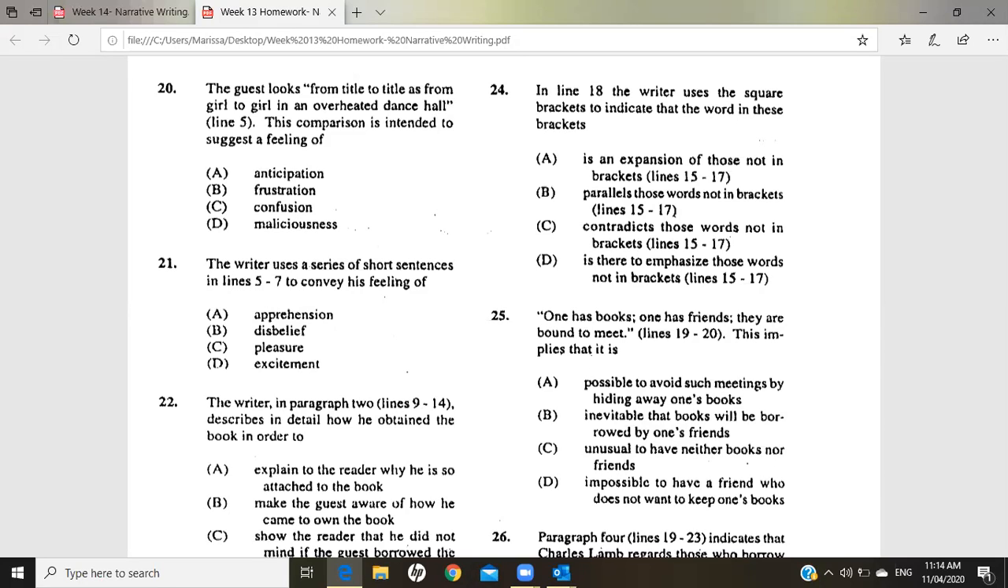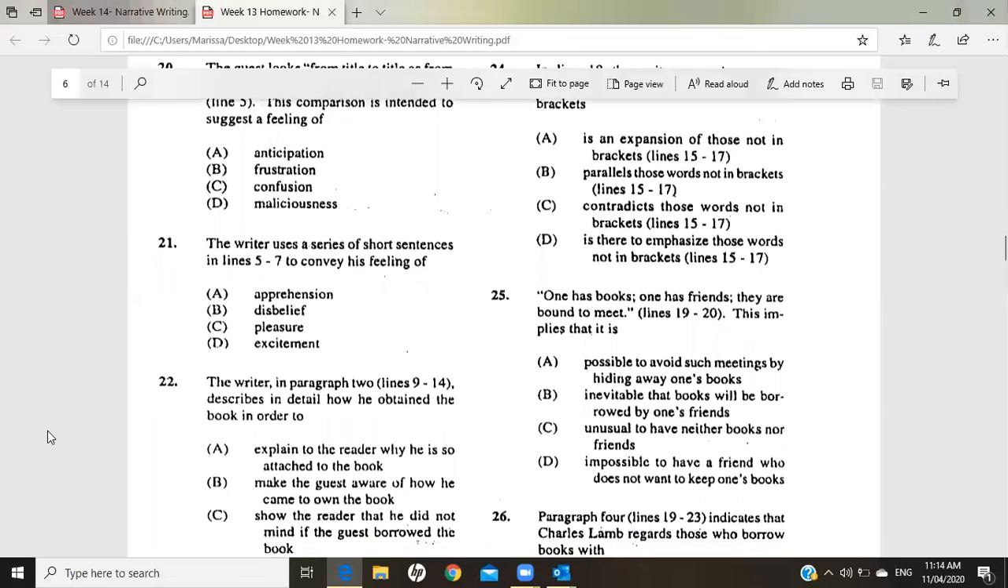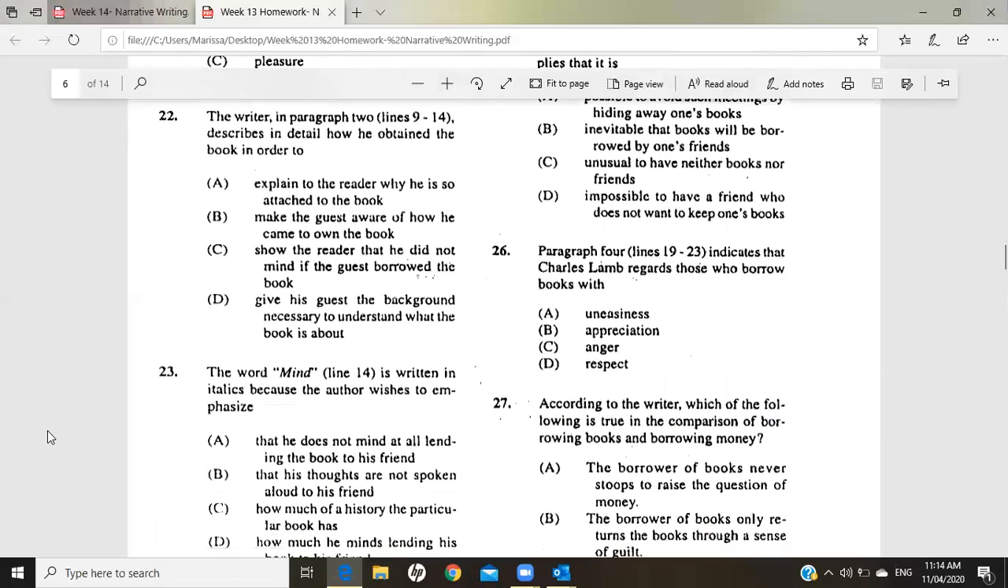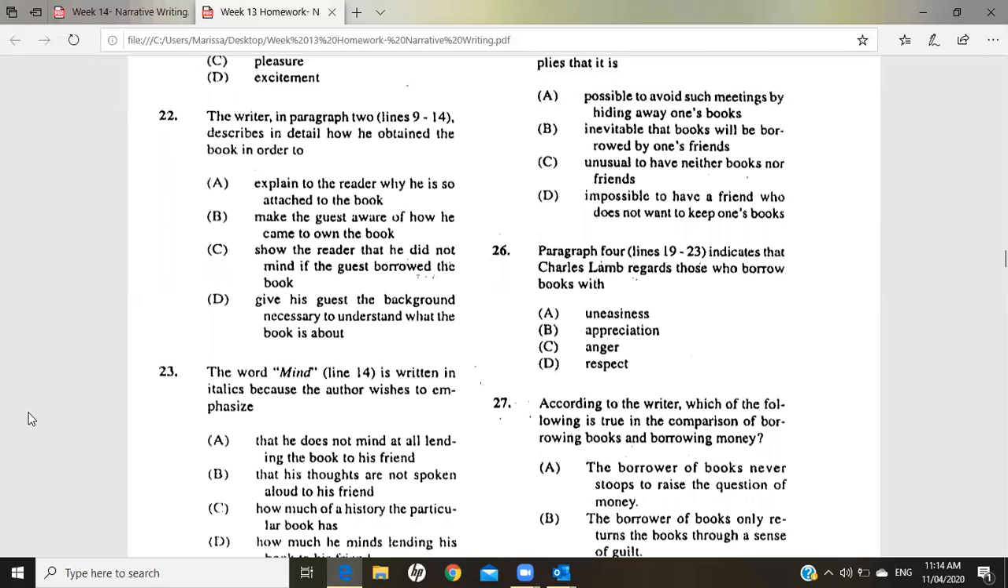21 says the writer uses a series of short sentences in lines 5 to 7 to convey a feeling of what, Joshua? For number 21. What's the purpose of the short sentences there? So Joshua says A. Yes, A is the answer for number 21. Very good. Number 22 says, the writer in paragraph 2, so lines 9 to 14, describes in detail how he obtained the book in order to do what? So why did the writer describe this in detail for us, Sushmita?